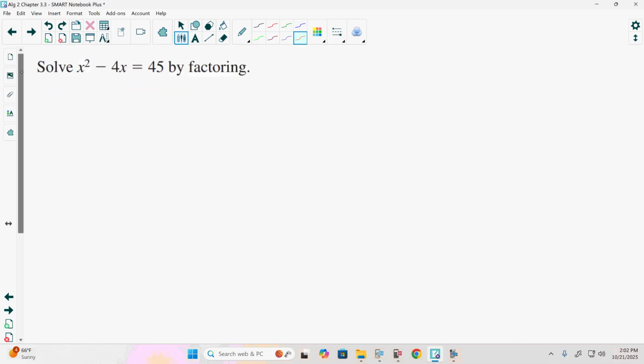All right. We're going to solve 3 more. We're going to solve them by factoring and seeing some with graphing again. But this one here, we're going to solve this by factoring. Our x squared minus 4x equals 45. We've done factoring. We did it before fall break.